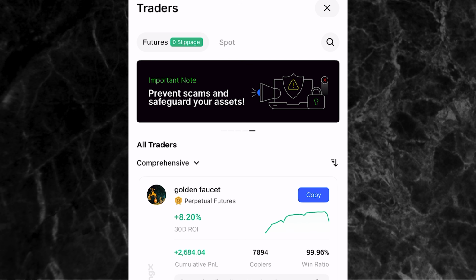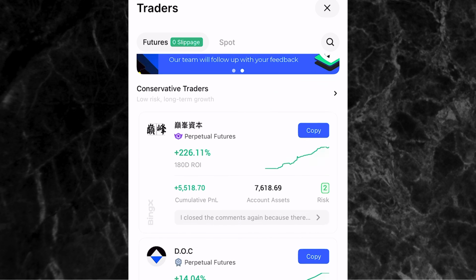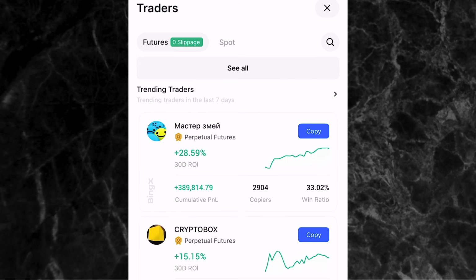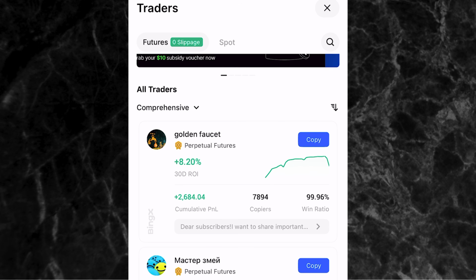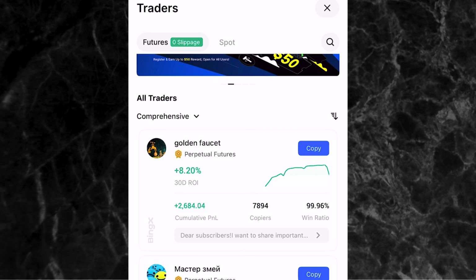Now, once you get to this page, you'll be seeing the different traders that you can copy to make money, and they're in different categories. So I'll be taking you through the different categories, and I'll be showing you my own preferred way of picking a trader to copy on the BingX app.